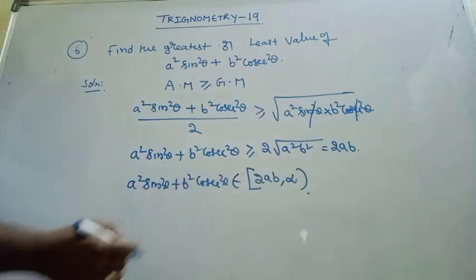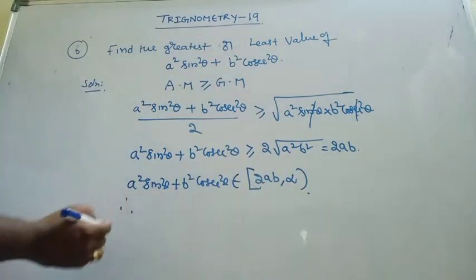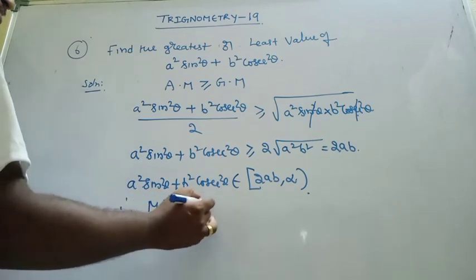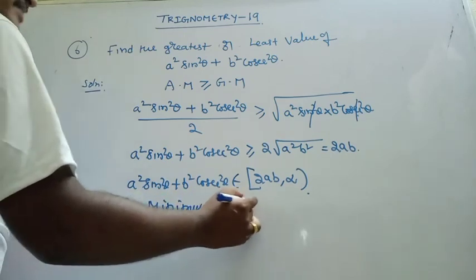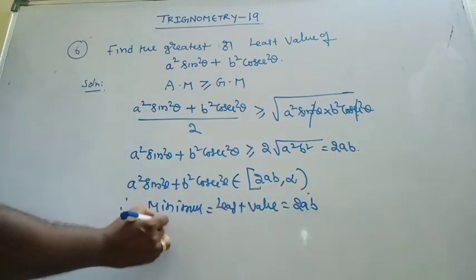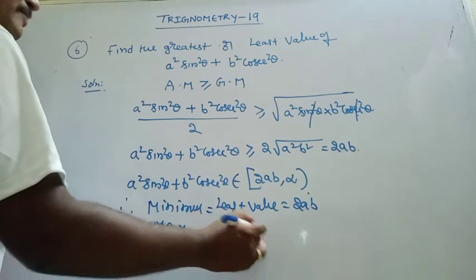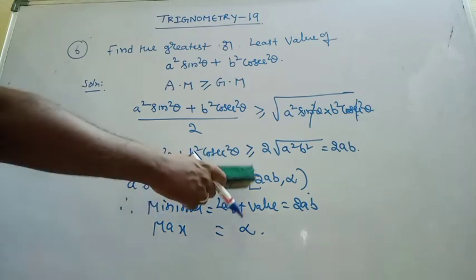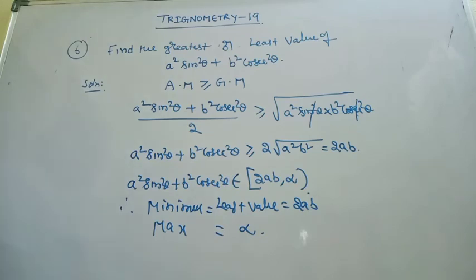That means you have got the least value. Therefore the minimum value, meaning the least value, is equal to 2ab, and the maximum value will tend to plus infinity. This beautiful problem can be solved. See how beautiful this problem is using AM greater than or equal to GM. We have got the minimum value as 2ab and the maximum value becomes infinity.